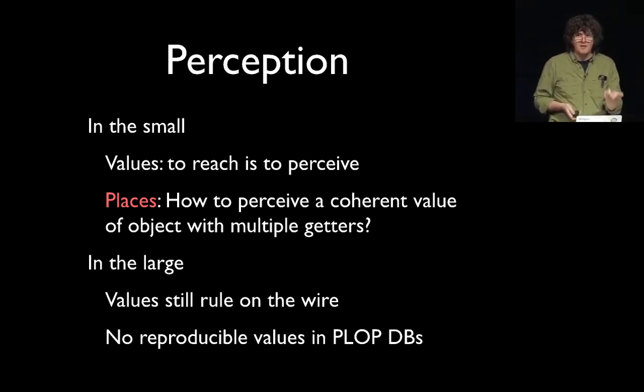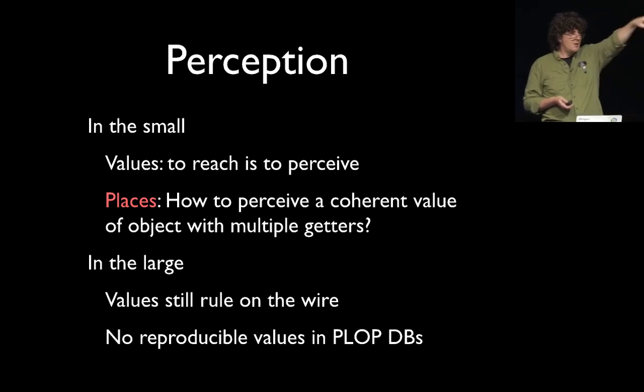It's amazing how difficult this activity is. How can you perceive a mutable object that has more than one getter? What's the way you do it? How do you do it? We're all object-oriented programmers at one point in time. Who knows how to do this? Who could say right now how to do this? No one can, right?